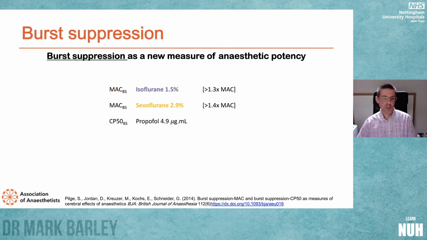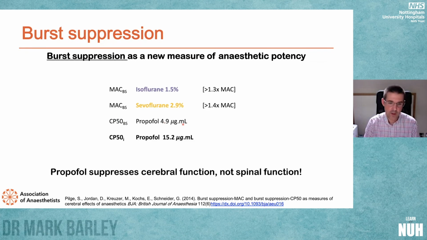So to produce burst suppression in 50% of patients, we give 1.5% isoflurane, which is 1.3 times MAC. Sevoflurane, 2.9%, which is 1.4 times MAC. Propofol is a bit funny. To cause burst suppression in 50% of patients, we give a plasma concentration of 4.9 mics. However, to stop patients from moving, we'd need to give 15.2 mics per mil.